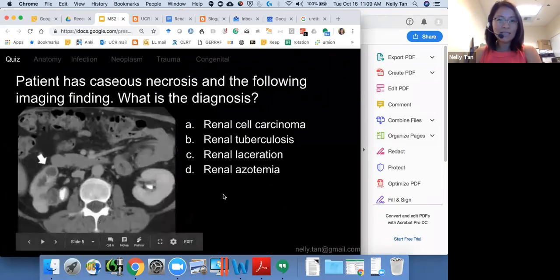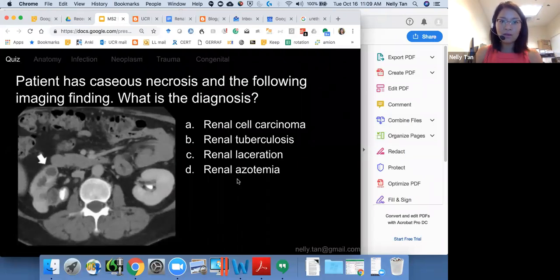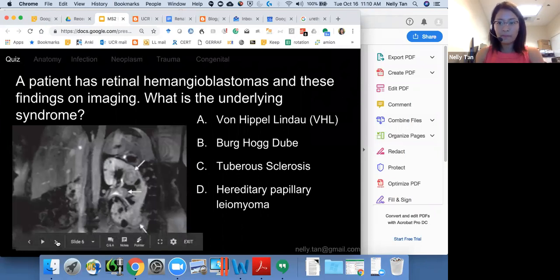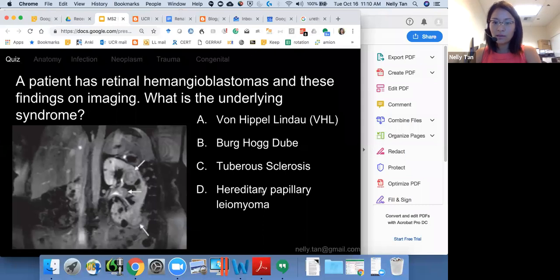Perfect. A patient has caseous necrosis on pathology and has the following imaging finding. What is the diagnosis? Renal cell carcinoma, TB, laceration, azotemia. TB, okay, so people are guessing TB, good. A patient has retinal hemangioblastomas, and these are the findings seen on imaging. What is the underlying syndrome? VHL, Birt-Hogg-Dubé, tuberous sclerosis, hereditary papillary leiomyomatosis. VHL. Okay, maybe some people are choosing D, mostly A.